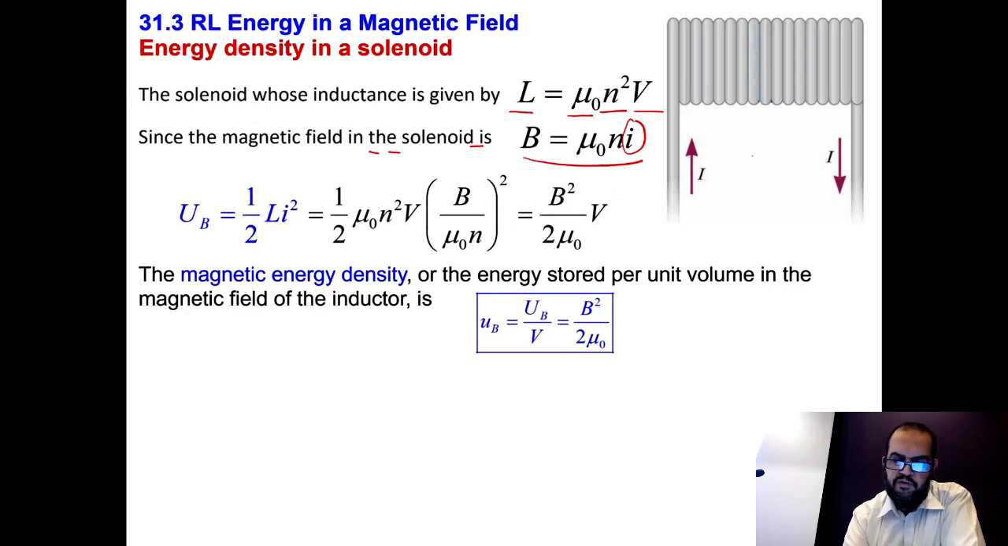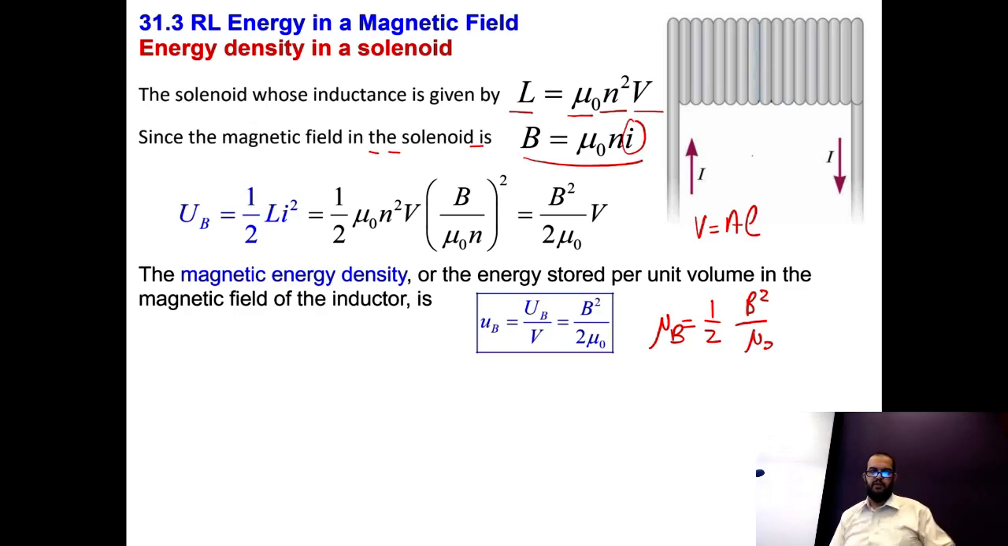So now it's a function of the magnetic field in the solenoid. It's B squared divided by 2 mu0 times the volume of the solenoid. Remember, the volume is the cross-sectional area times the length. The energy density, if you divide the energy by the volume of the solenoid, you obtain 1/2 B squared over mu0. So the energy density in the solenoid is 1/2 B squared over mu0, which is very similar to what we have seen before.